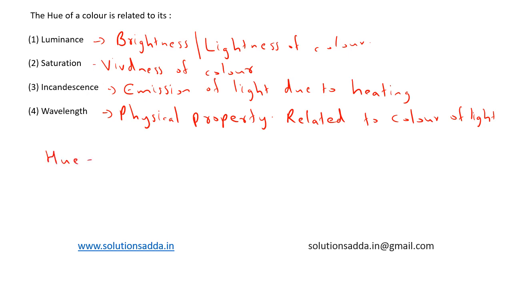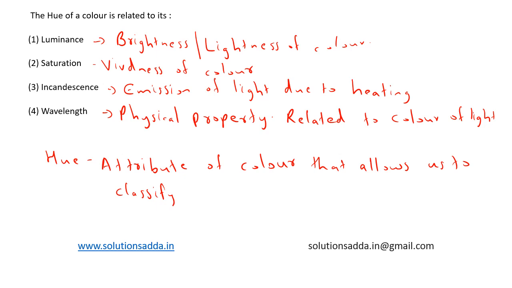So hue is actually referring to the attribute of a color that allows us to classify it as red, blue, etc. And this is directly related to the wavelength, and hue is related to wavelength. So from the options, option 4, wavelength, is the correct answer.